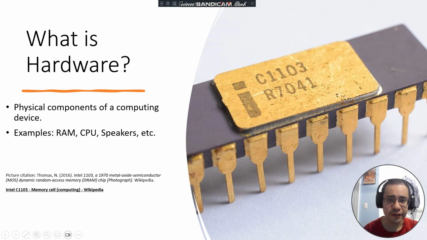What you are looking at is a RAM chip developed all the way back in the 1970s by Intel. FYI, that was over 50 years ago, half a century. We have come a long way since then. RAM, or random access memory, is your computing device's working memory. We'll talk more about RAM and hardware later on in the video.